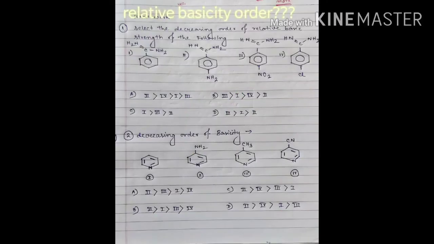Two similar questions are given based on the things that we have discussed. The first one is the decreasing order of relative basic strength. Here you can see the C double bond NH2 and C bond NH2 that is there in every case. NH2, NO2 and Cl, these are the different kinds of substituents that are present. We need to understand how they react and what kind of effect they will have on the aromatic ring and ultimately on the basicity. So you find it out.